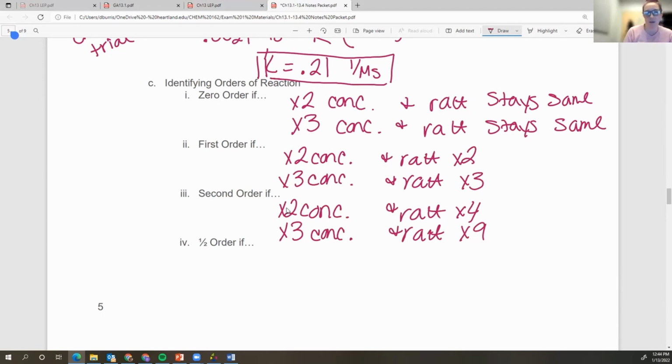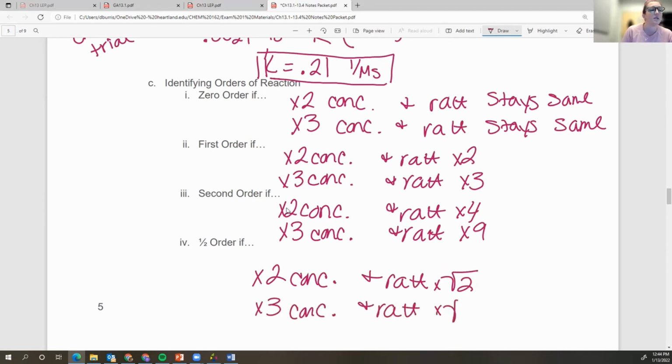Now, again, I won't give you one that's a half order, especially when we're practicing and on the test. But if you see a half, it does sometimes happen. Essentially, what would happen is if I double the concentration, then the rate would actually decrease a little bit. The rate would multiply by √2. Or if I tripled the concentration, the rate wouldn't decrease, it would only increase by like 1 point something, whatever the square root of 3 is. Okay, so just kind of keep that in mind.